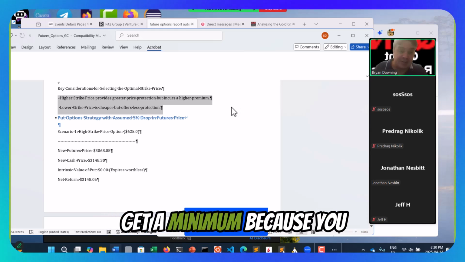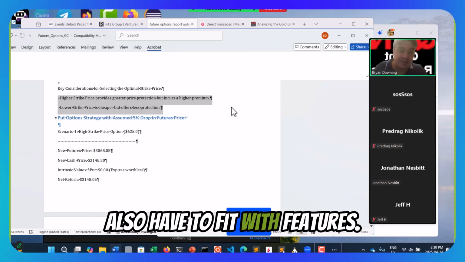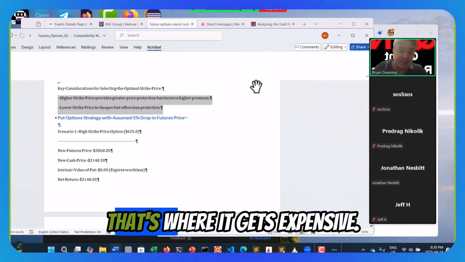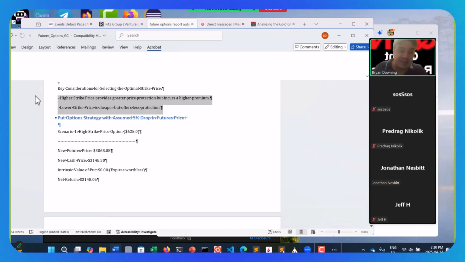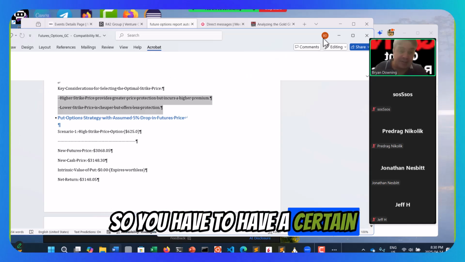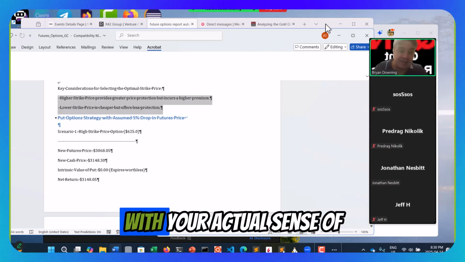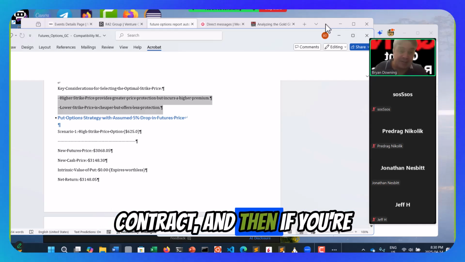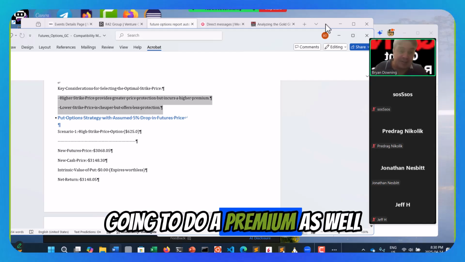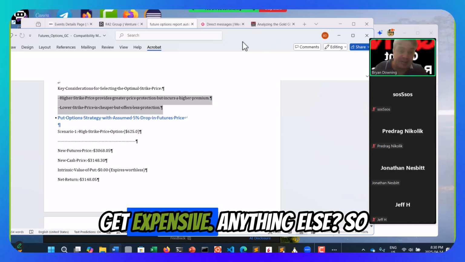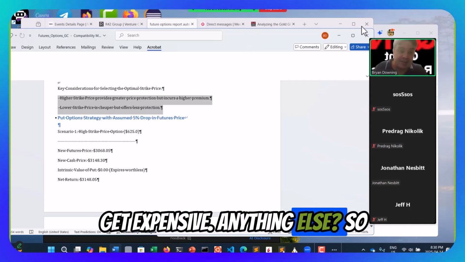You're looking at the minimum because, if it's with futures, you also have to factor in your margin requirement as well. That's where it gets expensive. You have to have a certain amount in your account for the margin requirement, along with your actual futures contract, and then if you're going to do a premium as well for the option call, it can get expensive. Anything else so far?